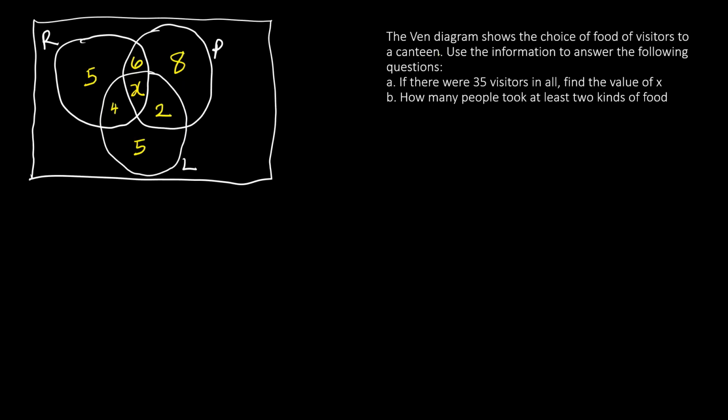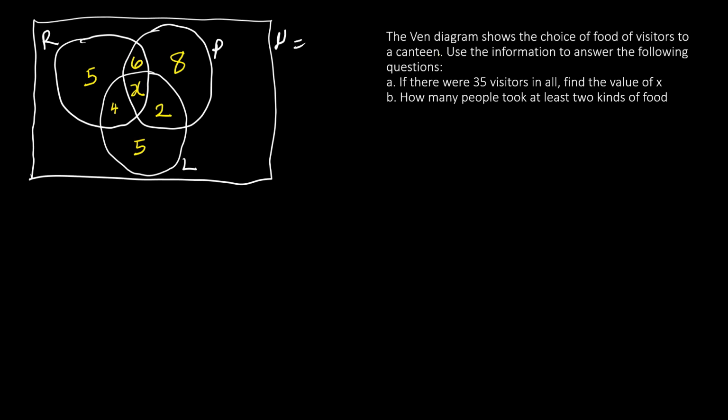This will be the last question in this tutorial. Feel free to pause the video and work this out. And when you are done, we can solve it together. The Venn diagram shows the choice of food of visitors to a canteen. Use the information to answer the following questions. The first one, if there were 35 visitors in all, find the value of X. And second one, how many people took at least two kinds of food?